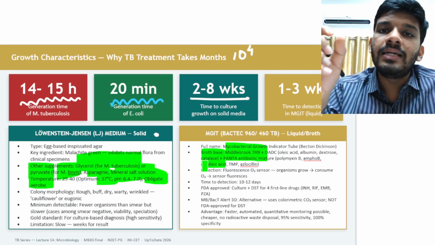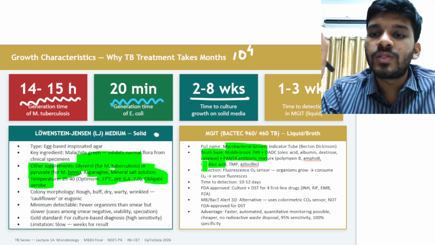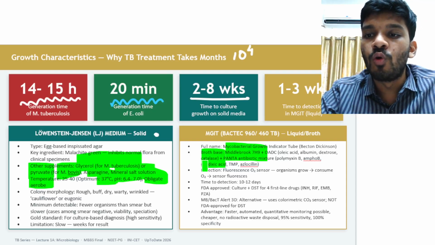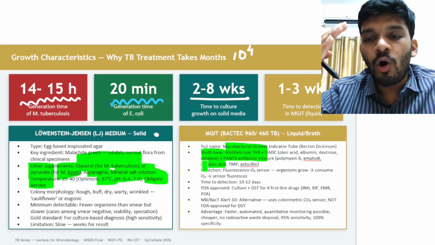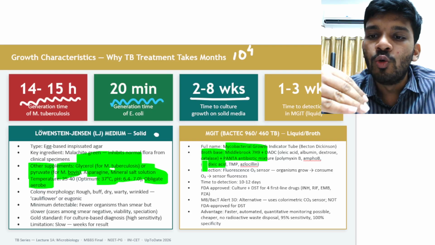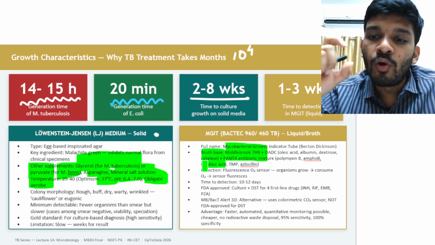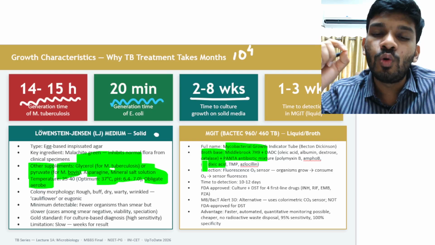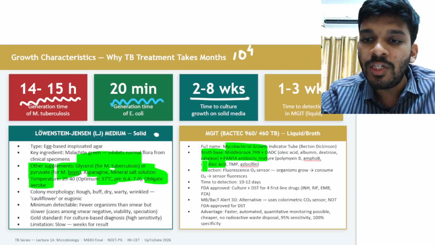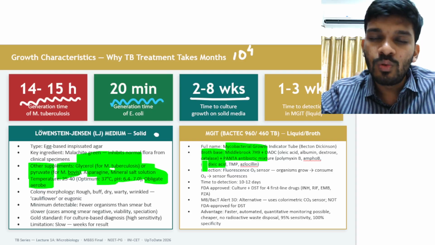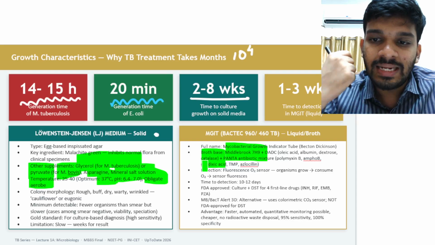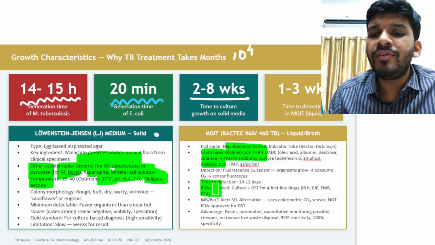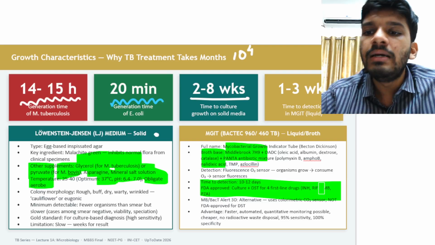The principle here is that there is a fluorescent O2 sensor. So whenever those organisms grow, which are aerobic organisms, they consume the oxygen in the tube. When the oxygen level goes down in the tube, the oxygen sensor, which is a fluorescent sensor, detects within 1 to 2 weeks that oxygen has been used. And then you can use this for drug sensitivity testing also for all the four first line drugs. And it is FDA approved for this indication, right?